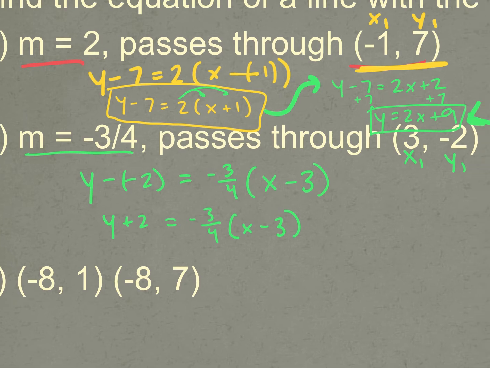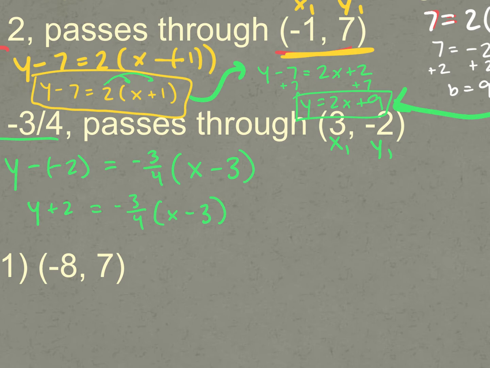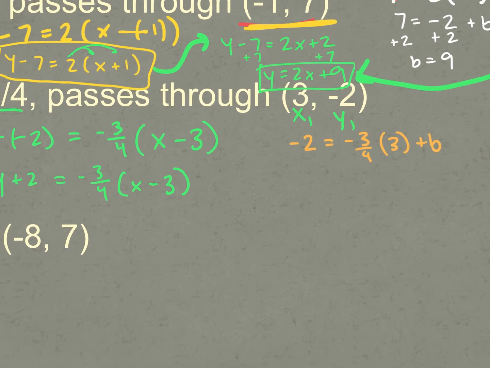Now, what if this question asked for slope-intercept form? What can we do? Okay, we can plug it in. So negative 2 is equal to, our slope is negative 3 fourths, x is 3 plus b. So I plugged in my point and my slope for b.